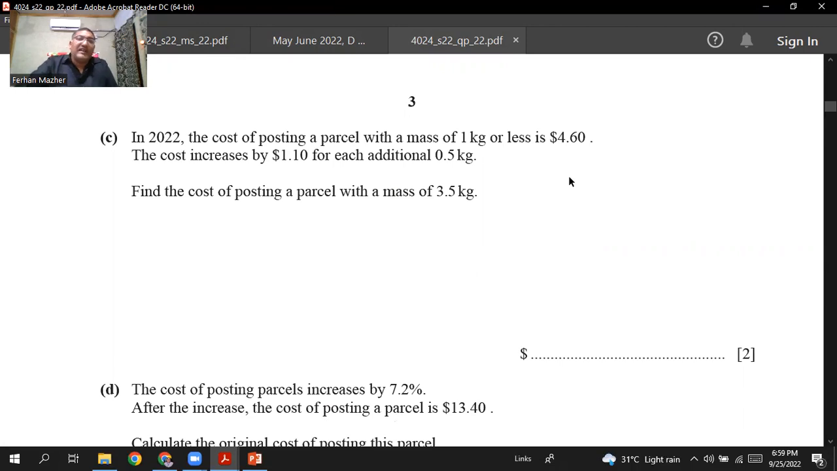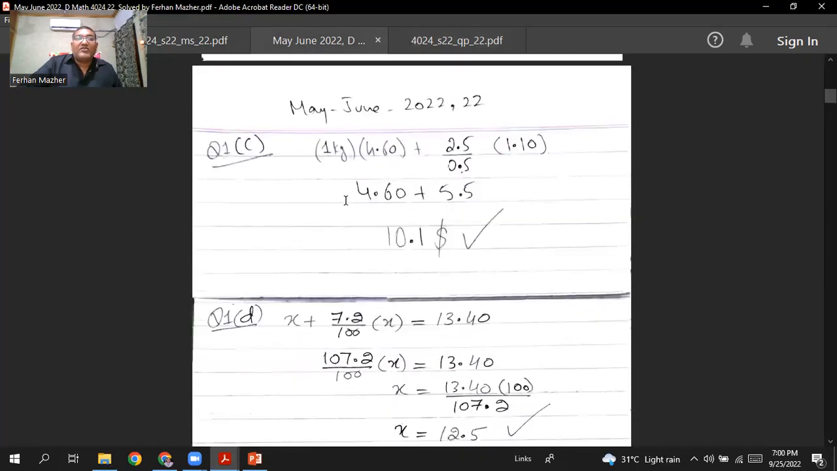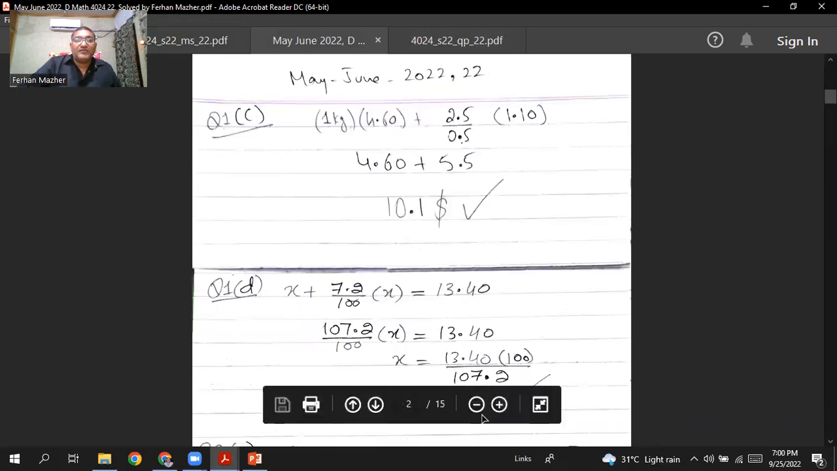For 1 kg, they will charge you $4.60. And how much is the additional mass, from 3.5 minus 1 kg? Then your additional mass is 2.5 kg. For every 0.5 extra kg, in 2.5 there are 5 extra 0.5 kgs. For each 0.5 extra, they will cost you $1.10. So then we can calculate how much is the total money. So let me show you.